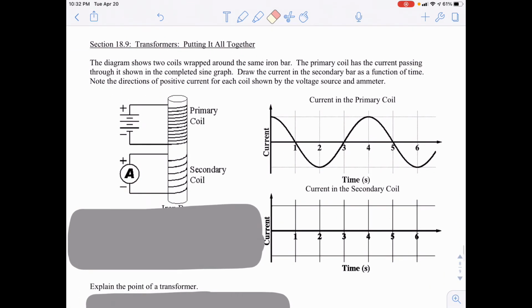Section 18.9, transformers, putting it all together. The diagram shows two coils wrapped around the same iron bar. The primary coil, which is the top one here, has current passing through it, shown in the completed sine graph right here. Draw the current in the secondary coil as a function of time. Note the positive directions of positive current for each coil as shown by the voltage source and the ammeter.